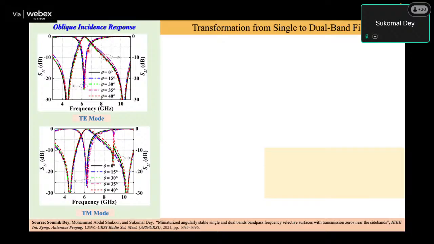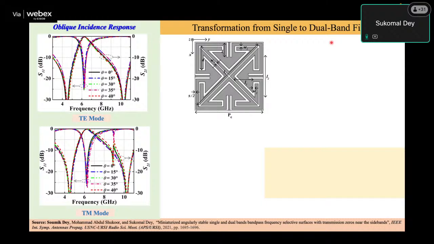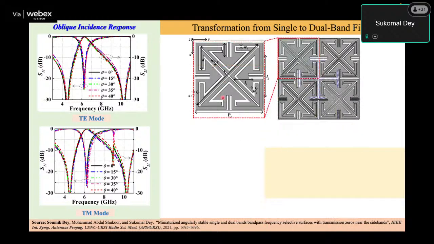From here, what you can see is that it is a single band structure, isn't it? It is only resonating close to 6 gigahertz. Now, let us see how to transform this structure from single band to dual band. For that, this is the structure that I had shown, and we are making it an array. And over here, we are giving one more slot like this. You can see that we just rotate the structure.